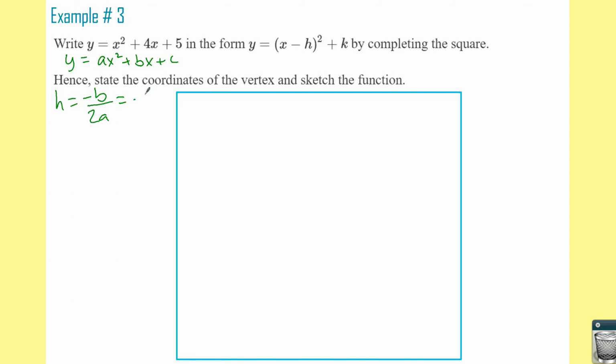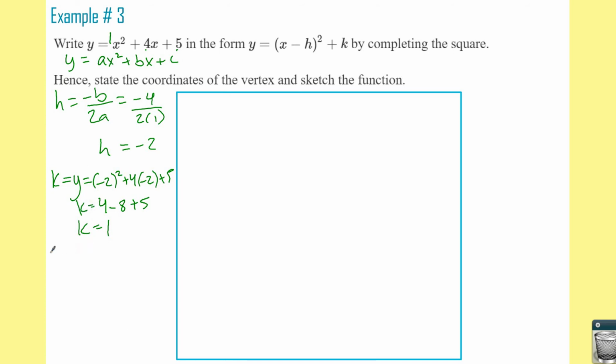the h value is always negative b over 2a. So in this case, it's going to be negative 4 over 2 times 1, because a is 1, b is 4, c is 5. So our h value in this case is just negative 2. And to find the k, that's just the y value. So to get k, that's just like finding y when you plug negative 2 in. So you get negative 2 squared plus 4 times negative 2 plus 5, so we're going to get 4 minus 8 plus 5. So we should get 1 for k.